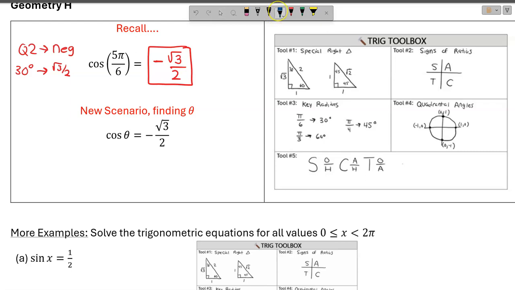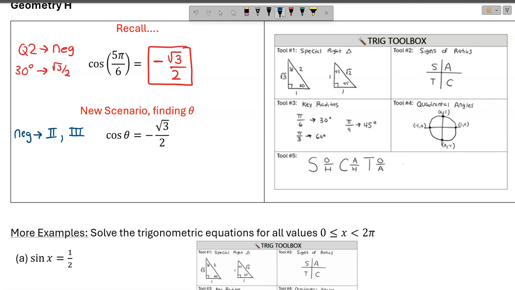What I mean by that is we're going to first note that this ratio is negative. So we have to ask ourselves, where is cosine going to be negative? Well, cosine is going to be negative in quadrant 2, as we already discussed up above, but there is one other place where cosine is negative, and that is in quadrant 3. So one thing we're going to keep in mind when we do our problems here is that there are most likely going to be two answers to these problems, because there are two values of theta that are going to give us negative root 3 over 2 in this situation.